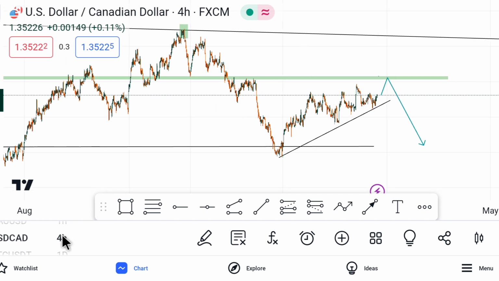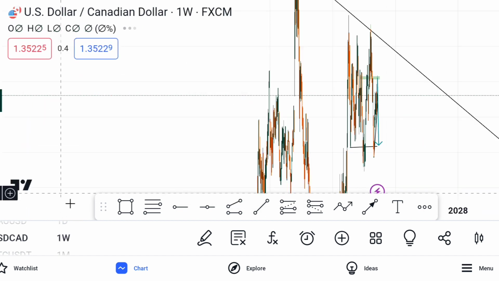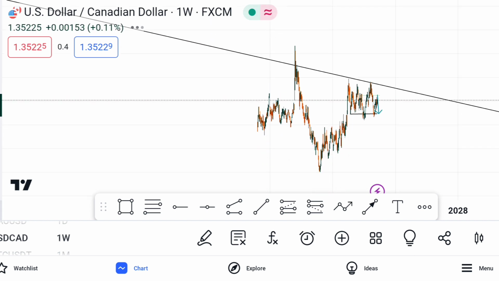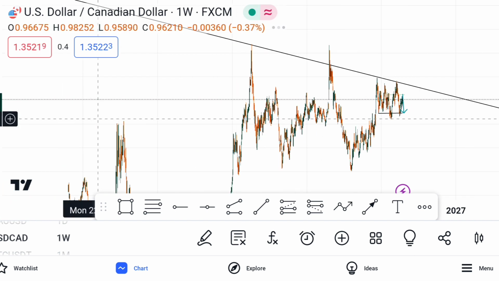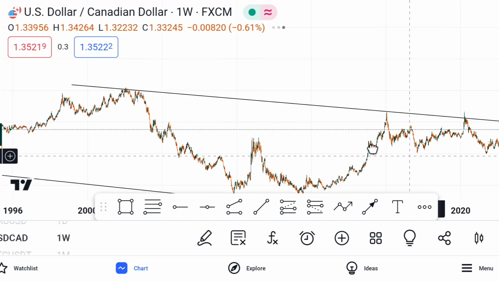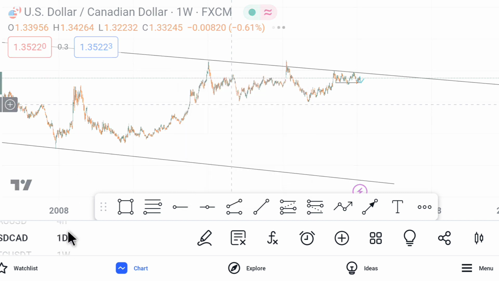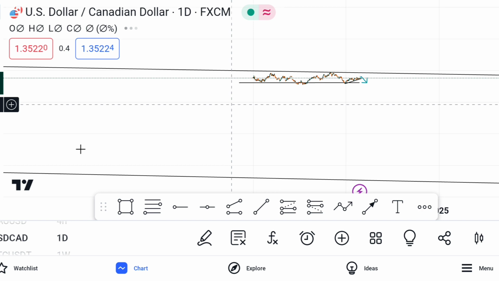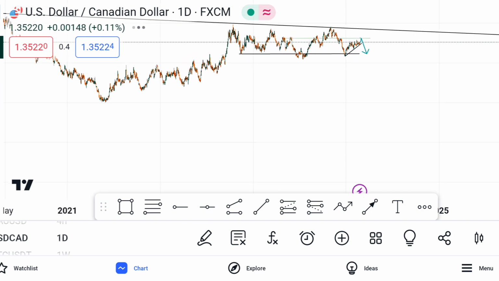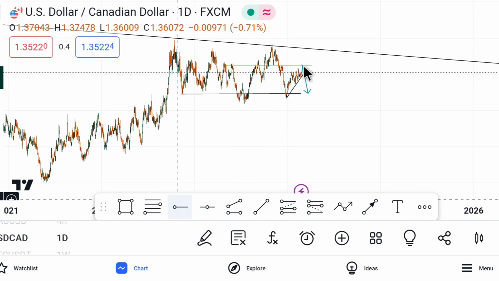As you can see from the larger time frame, USD CAD is currently selling overall. So we are on a downtrend on USD CAD, expecting price to go down overall. Let's dive into the smaller time frame to check the chart more. As you can see from the daily time frame, we're expecting price to get to this resistance before dropping overall. So let's go to the 4-hour time frame.